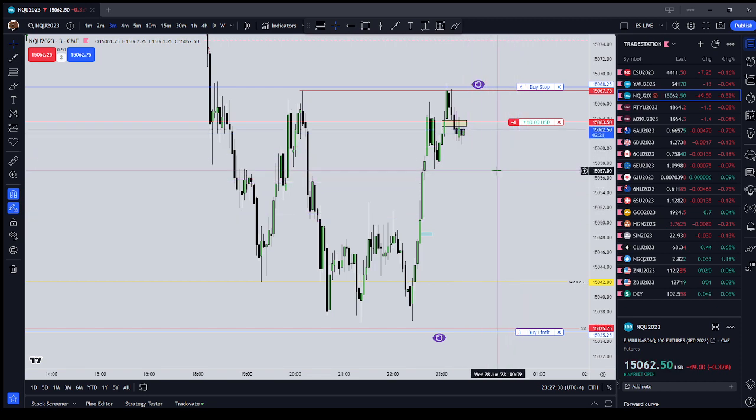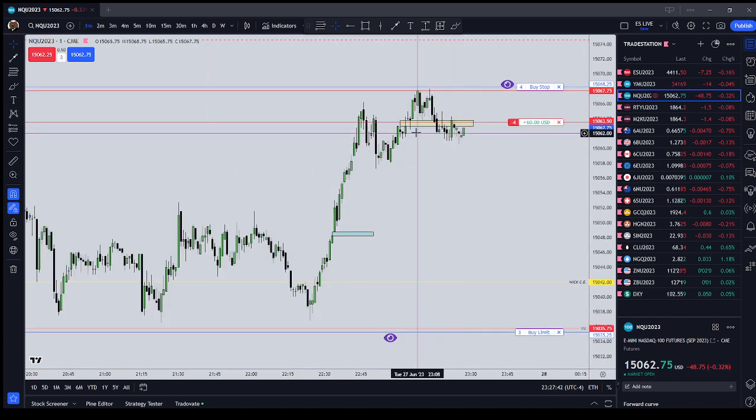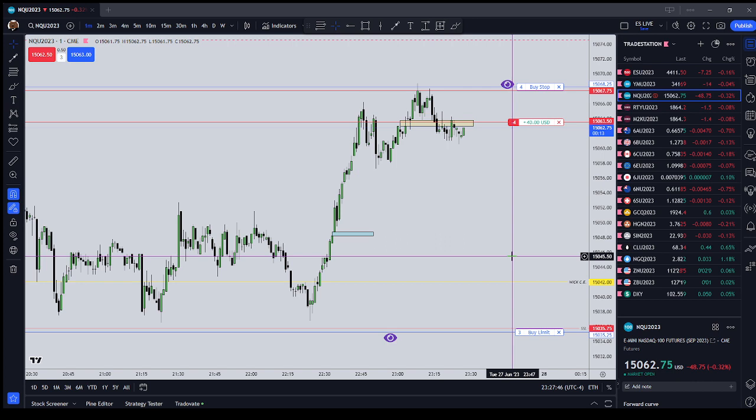Okay, let's go down to our 1 minute chart. Can see that we are inefficient here in the yellow box. I want to see that invert come back lower.